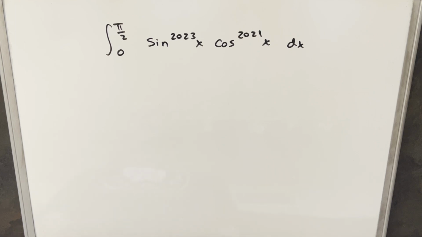Okay, we have here today a pretty interesting looking problem. We've got the integral from 0 to pi over 2 of sine 2023x times cosine 2021x dx.